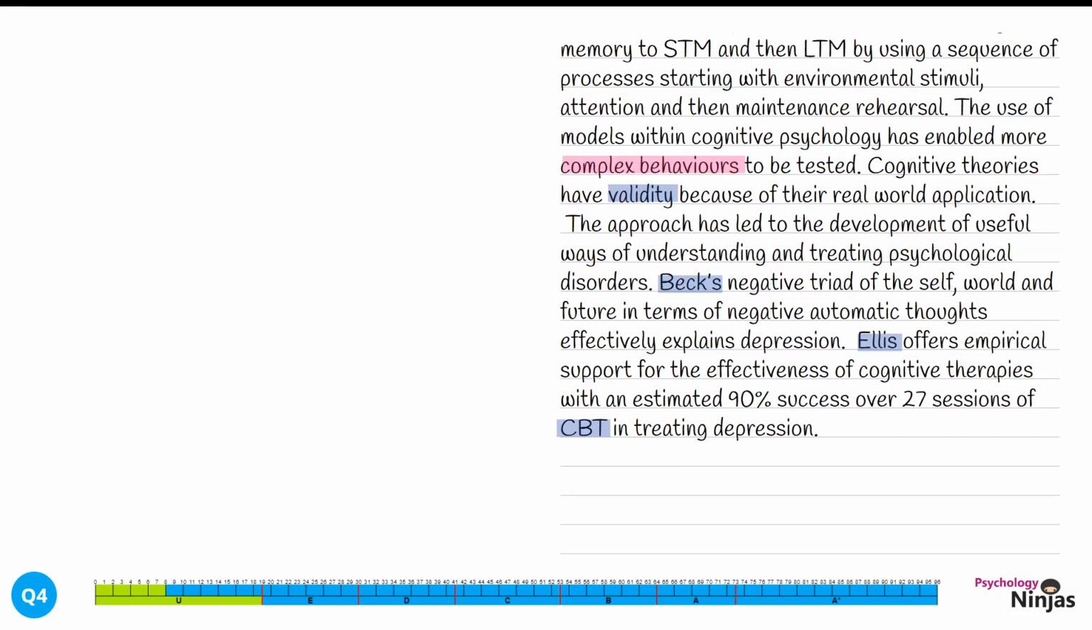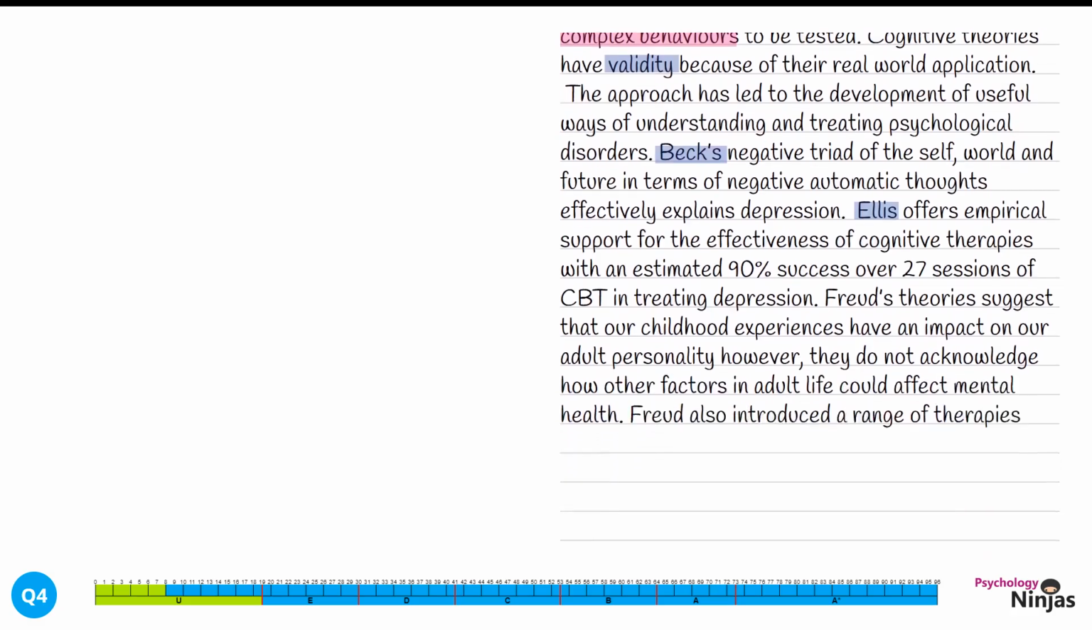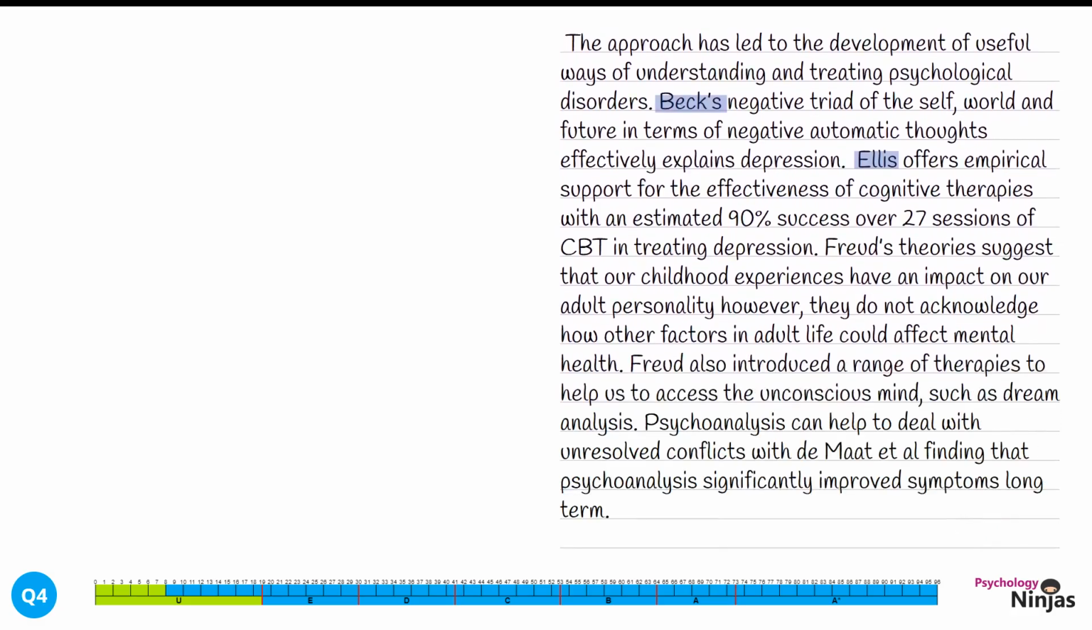We're going to look at a similarity once again, talking about the applications of the psychodynamic approach to also treat therapies. Let's compare once again to the psychodynamic approach. Freud's theories suggest that our childhood experiences have an impact on our adult personality. However, they do not acknowledge how other factors in adult life could affect mental health. Freud also introduced a range of therapies to help us to access the unconscious mind, such as dream analysis.